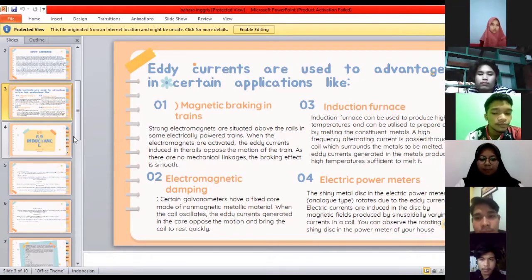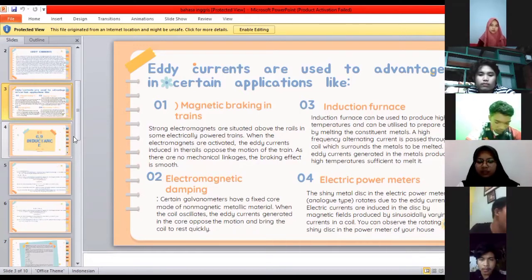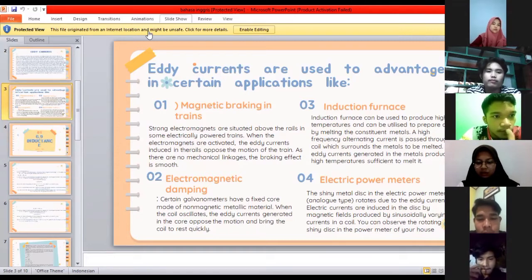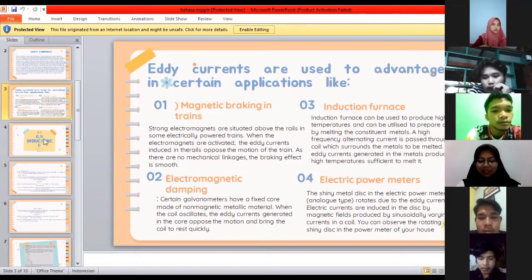4. Electrical power meters. The shiny metal disc in the electric power meters, analog type, rotates due to the eddy currents. Eddy currents are induced in the disc by the magnetic field produced by sinusoidally varying currents in a coil. You can observe the rotating disc in the power meter of your house.